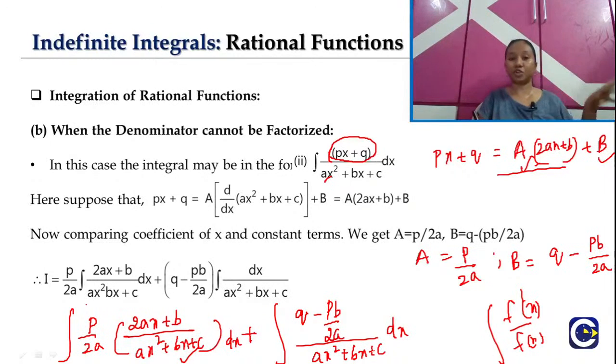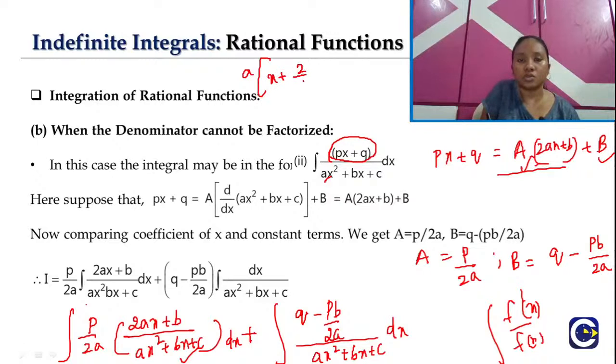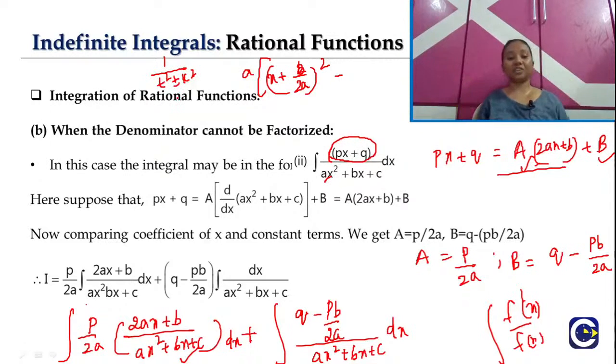And we know how we'll be doing the second part. Just now I have shown you in our previous type, where if my denominator cannot be simplified, how we'll be rewriting it. So this can be rewritten as a into x plus b by 2a whole square, plus or minus some k, where we end up in the form of t square plus or minus k square. That means again we will have a standard identity.